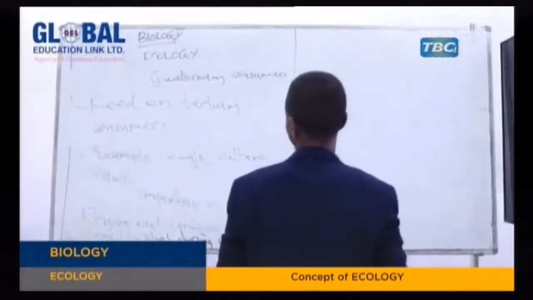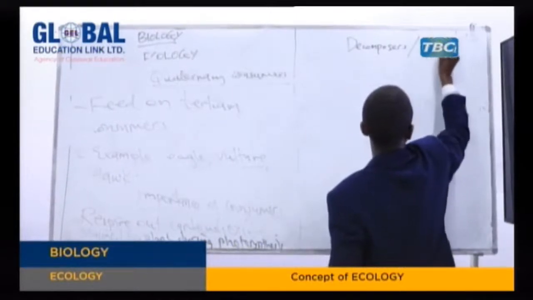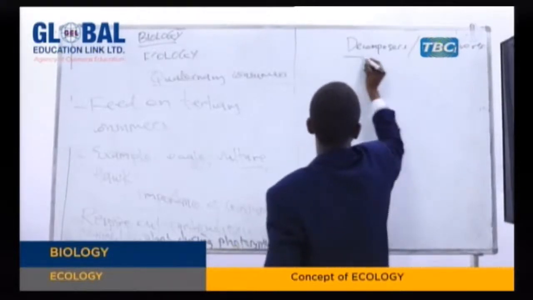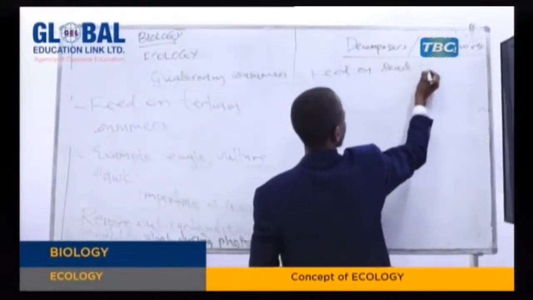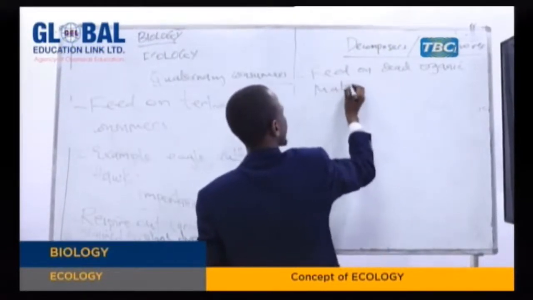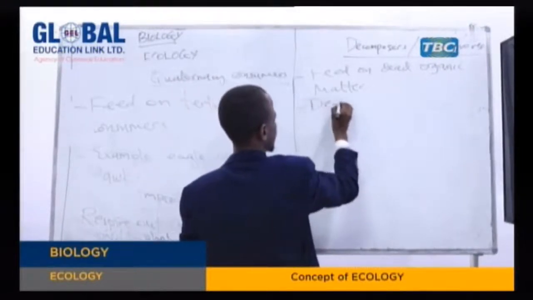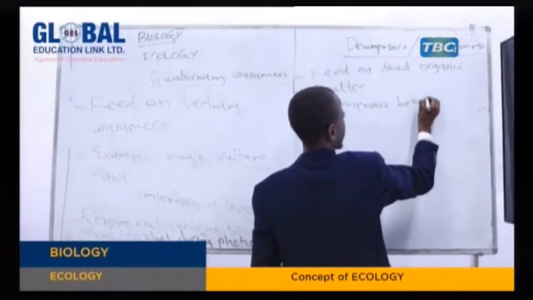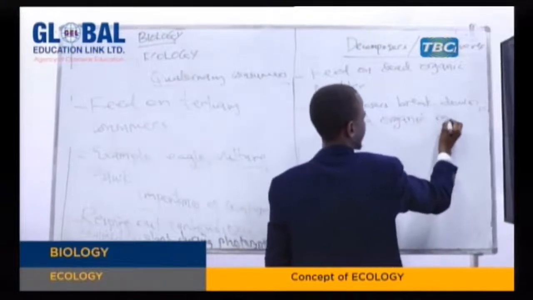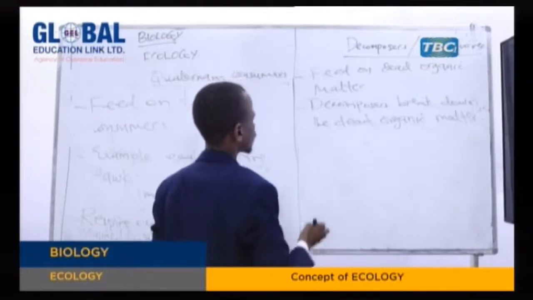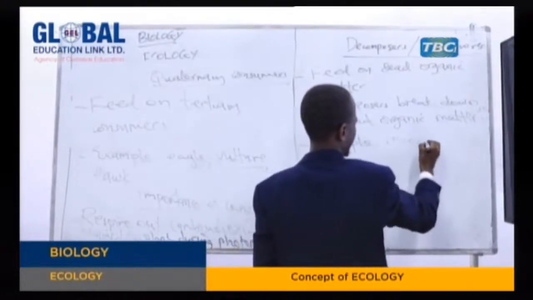My student, the last biotic component of an ecosystem are decomposers and also detritivores. This is an organism which feeds on dead organic matter. By decomposing them, they break down the dead organic matter. Take an example, mushroom. In the ecosystem it is a saprophyte, feeding on dead organic matter.